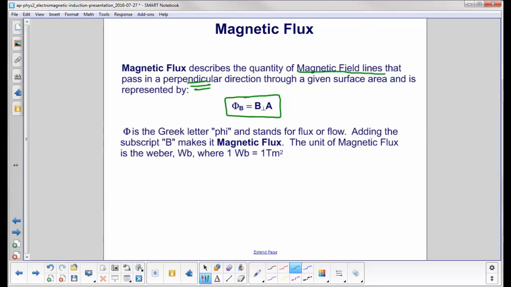Phi is the Greek letter phi and stands for flux or flow. Adding the subscript B makes it magnetic flux. Electric flux, of course, would have a subscript of E.